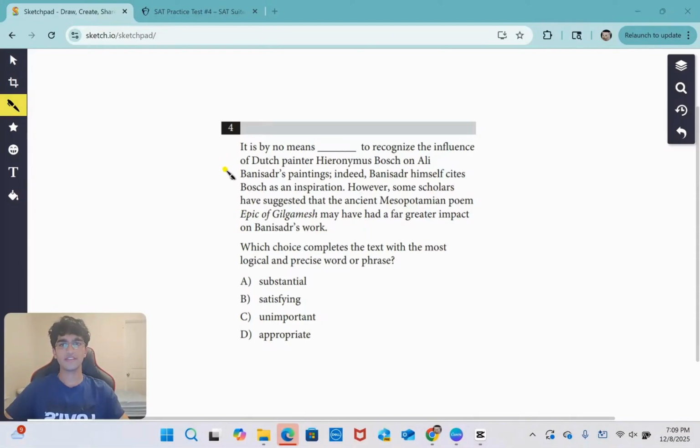The problem reads: It is by no means _____ to recognize the influence of the Dutch painter Hieronymus Bosch on Ali Banisadr's paintings. Indeed, Banisadr himself cites Bosch as an inspiration. However, some scholars have suggested that the ancient Mesopotamian poem Epic of Gilgamesh may have had a far greater impact on Banisadr's work. Which choice most logically and precisely completes the text?